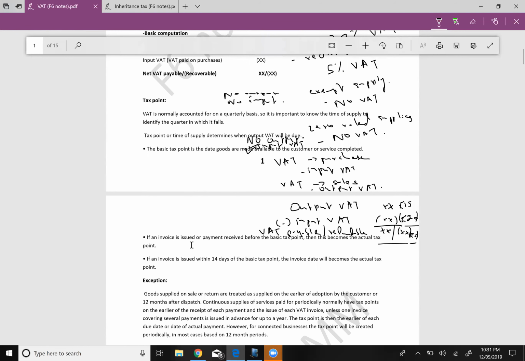Then it says if the invoice is issued or payment received before the basic tax point, then this becomes the actual tax point. Like I was giving an example, right? You have received the cash in advance, so that will become your actual tax point, and that is when you should charge the amount of VAT. Then it says if an invoice is issued within 14 days of the basic tax point, the invoice date will become the actual tax point.